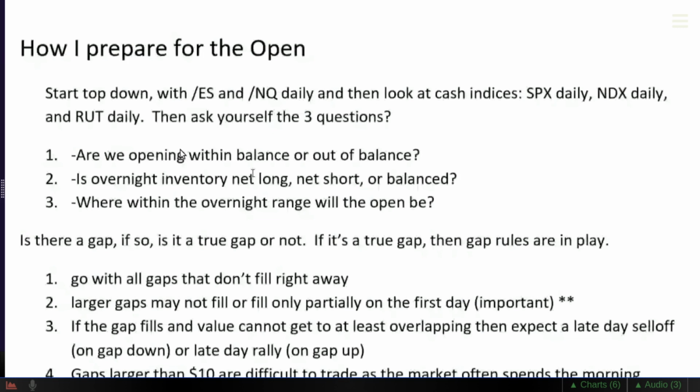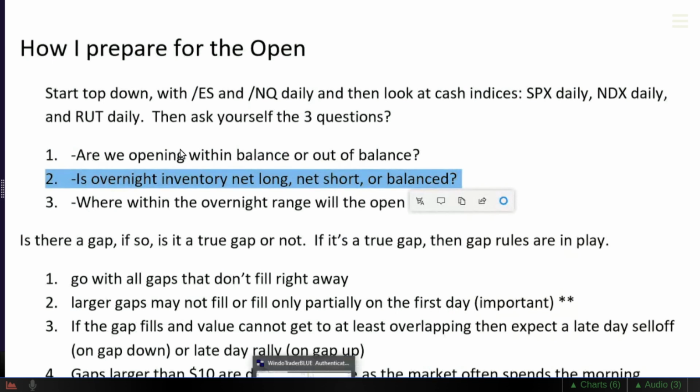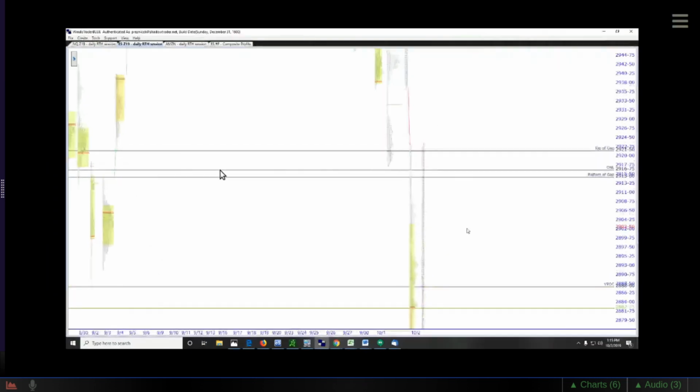Question number 2 I asked myself is overnight inventory net long, net short, or balanced? Okay, and for that, you need market profile. I'm a huge believer in market profile, and I believe that it is really one of the holy grails and keys to understanding exactly what the market is doing. It leaves a type of footprint on the chart that we don't see with other charts, and I think it's of extreme value. So is overnight inventory net long or net short?